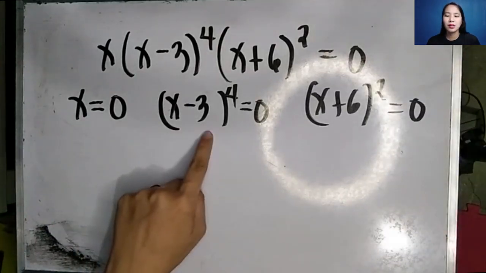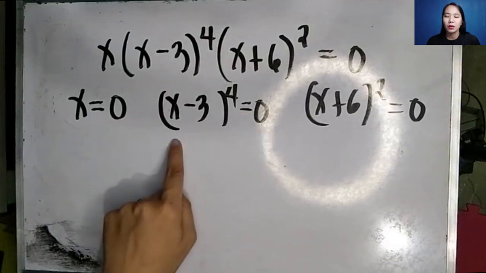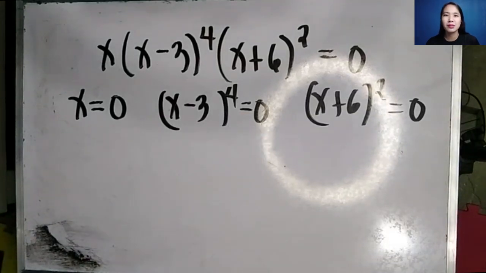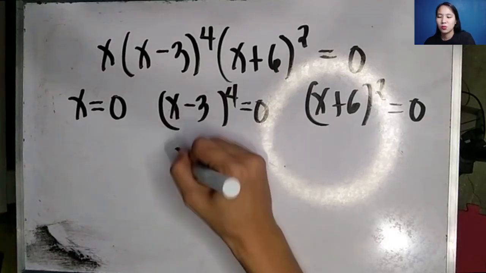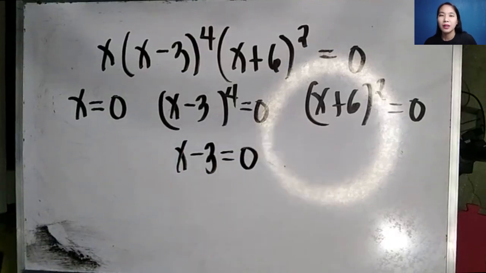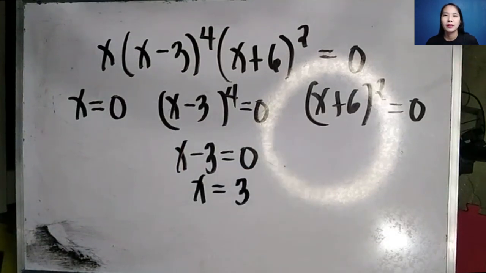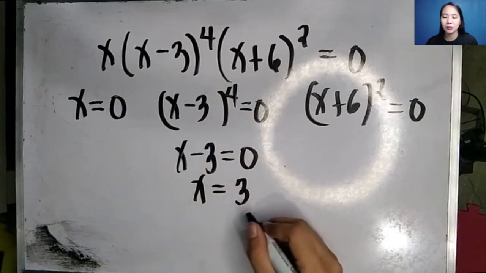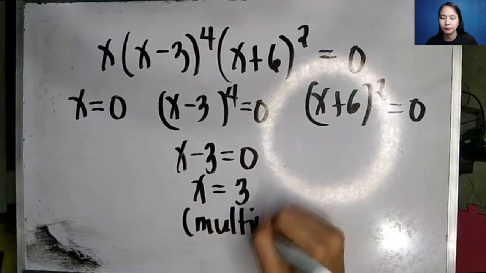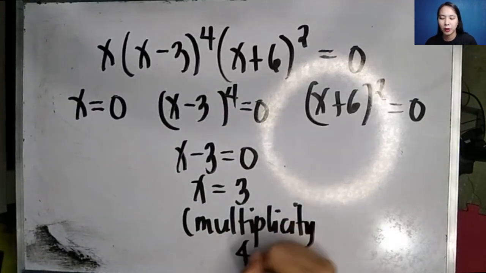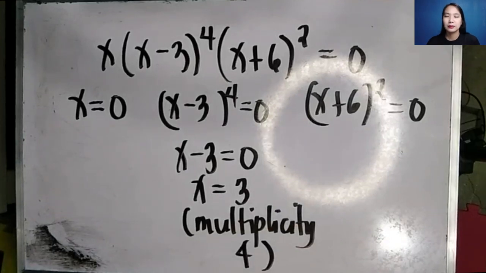For (x - 3) to the 4th power equals 0, this is the same as x - 3 = 0 four times. So let us get one of these. We have x - 3 = 0. Then we solve our linear equation. Our x is now equal to positive 3. But remember, we have 4 here, so we can note that x is equal to 3 with multiplicity 4, which means there are 4 values of x which are equal to 3.